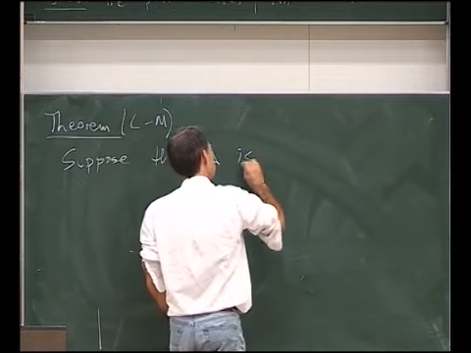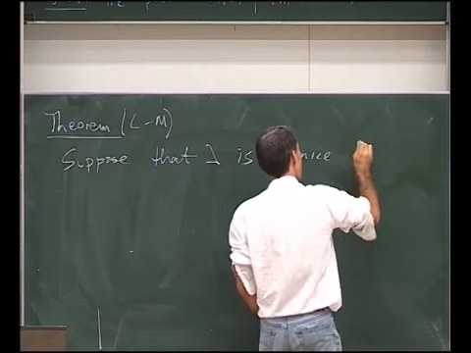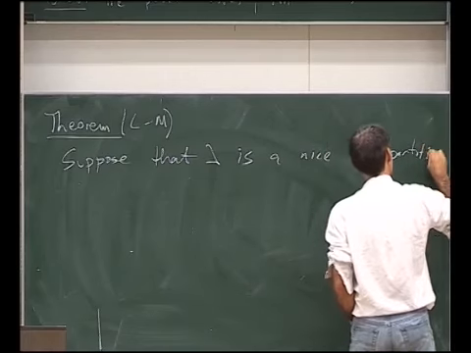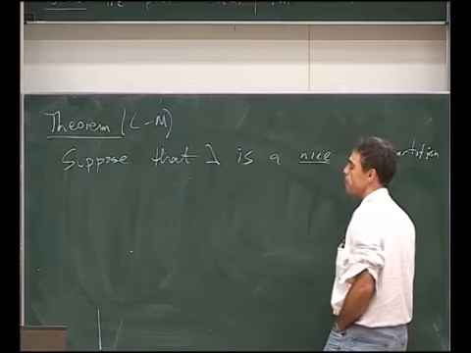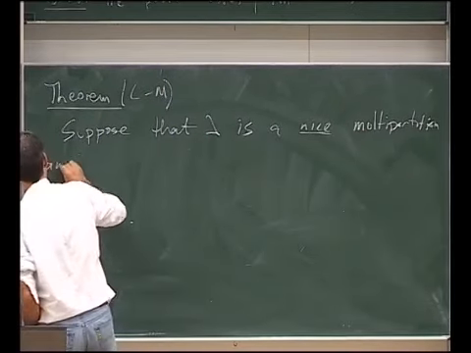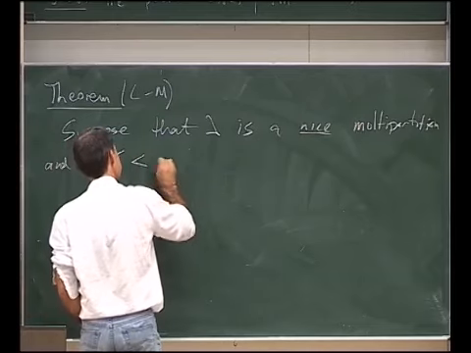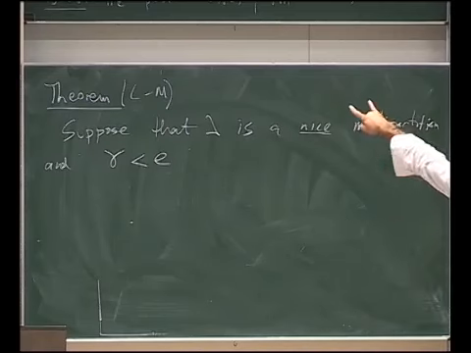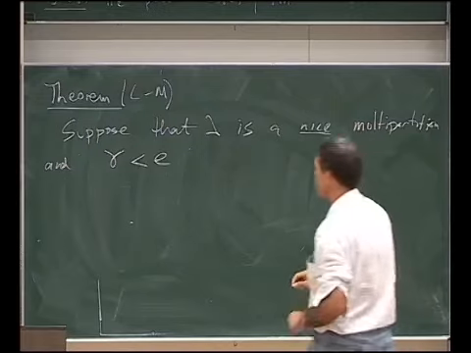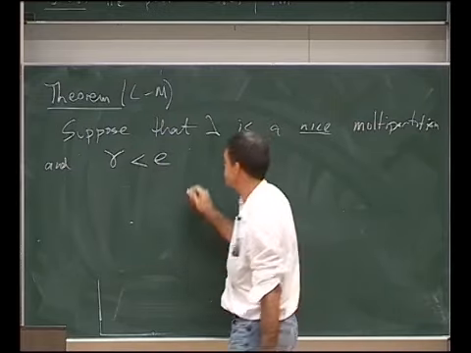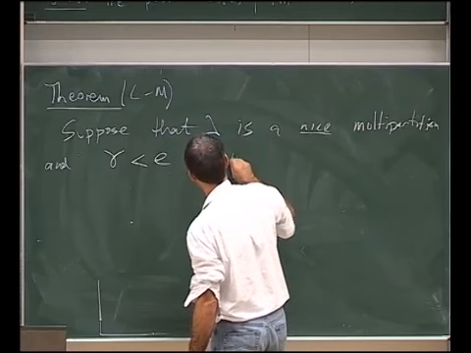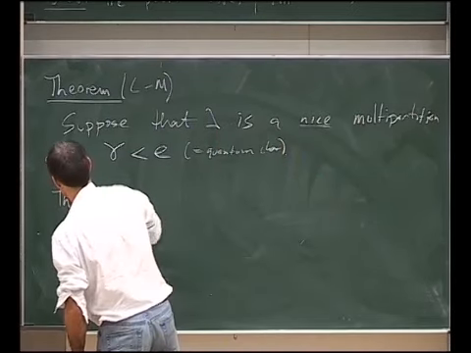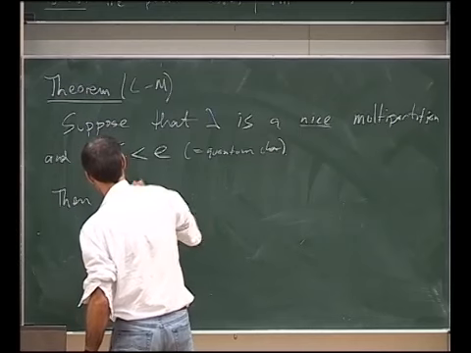Yeah, this theorem is not going to mean very much because I'm not going to give you enough of the details. But the theorem goes something like this. Suppose that lambda is a nice multi-partition, and I want gamma to be less than E. So E is defined exactly the same way as before. Well, it's really built into this Khovanov-Lauda setup. So morally, it's the characteristic, or the quantum characteristic.